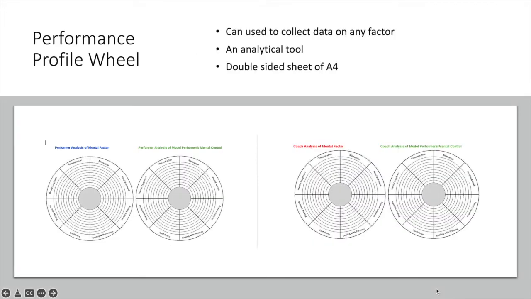We're now going to talk about the performance profile wheel, and this can be used to collect data on any factor. The sub-factors which you write around the outside will change depending on whether it is mental, emotional, social, or physical. In this case, it's for the mental factor, so you would write the mental sub-factors around the outside, and you would complete both sides of the double-sided sheet of A4. It's also important to note that this test is an analytical tool, so if you are asked to identify or describe an analytical tool for the mental factor, this is the one to write about.